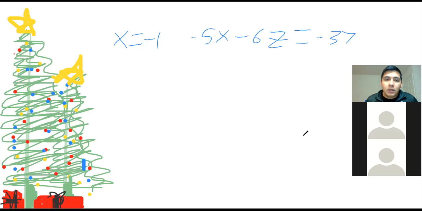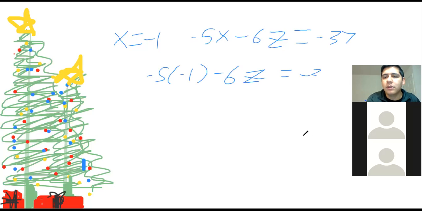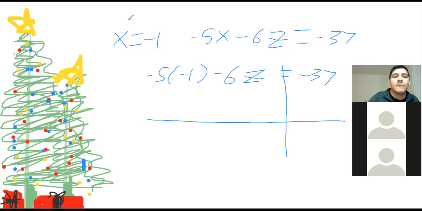So what we're going to do is take x and plug it into our equation. So -5 times -1 minus 6z is equal to -37. Okay, so now we're going to solve that. We start with -5 times -1. Isn't it just 5, right? It's just a +5, yes.